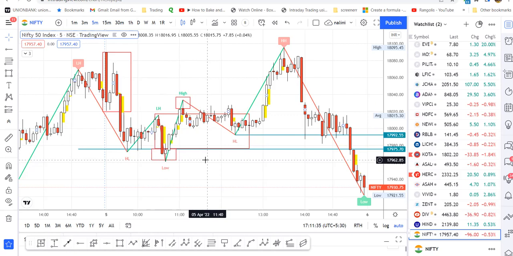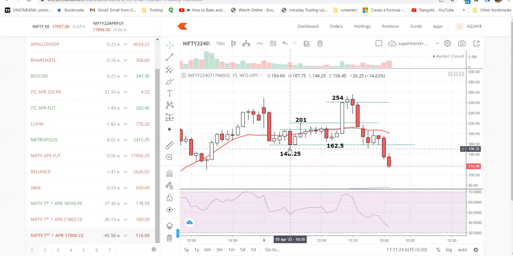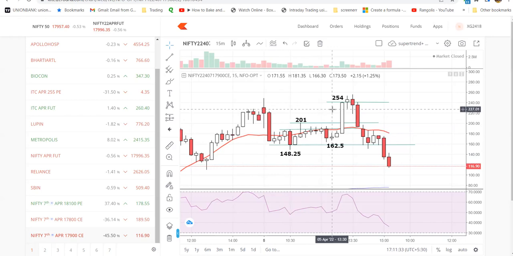For example, it started from 17,962 to 18,031. 70 points, almost 60 points you can gain in the call option. A little bit of premium. I mean, when there is a 70 points gain, how many points will you get? 148 to 201. 148 means 50 plus 50 points you are getting.